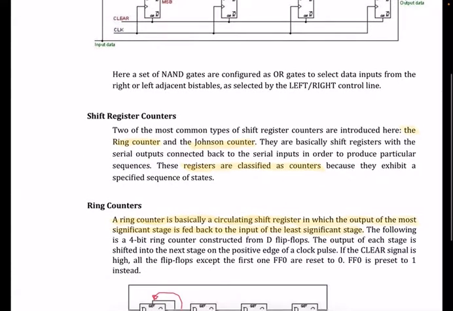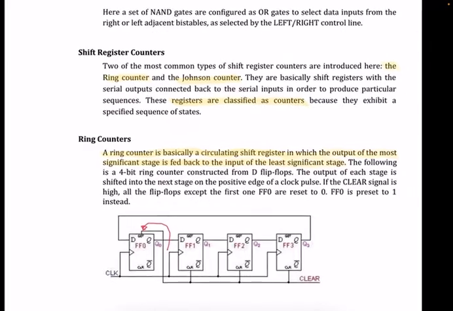Shift register counters, we have two types. We have ring counter and Johnson counter. And the registers are classified as counters because they exhibit a specified sequence of states. So, ibig sabihin ng sequence states ay nagsishift siya ng state every now and then. So, nire-record niya yung mga pagbabago niya.